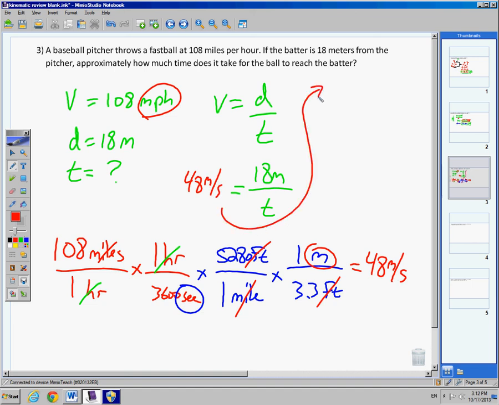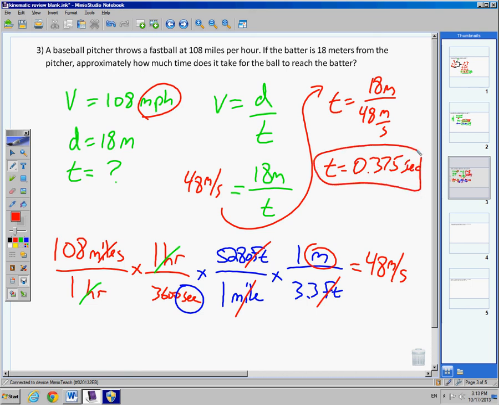Plug in 48 meters per second. T equals 18 meters over 48 meters per second, which the meters are going to cancel out. Time equals 0.375 seconds. If you haven't realized that, ladies and gentlemen, that is insanely fast. 108 miles per hour. The record was 108.1 miles per hour. I think it was Nolan Ryan who actually set that record for a pitch. They had less than a fraction of a second. That's a blink to actually react to that ball traveling by them before they get to swing. That's crazy.